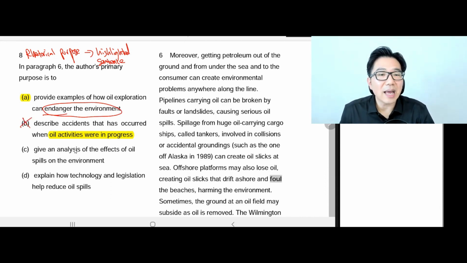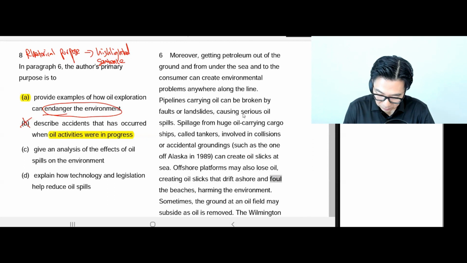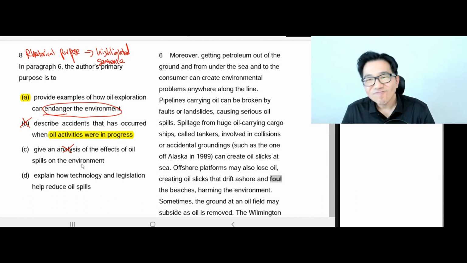Okay, C: "Give an analysis." It's not an analysis. Analysis is like you analyze something, right? It's just providing examples to support the main idea. So it's not an analysis, but let's read on anyway. "Give an analysis of the effect of oil spills on the environment."